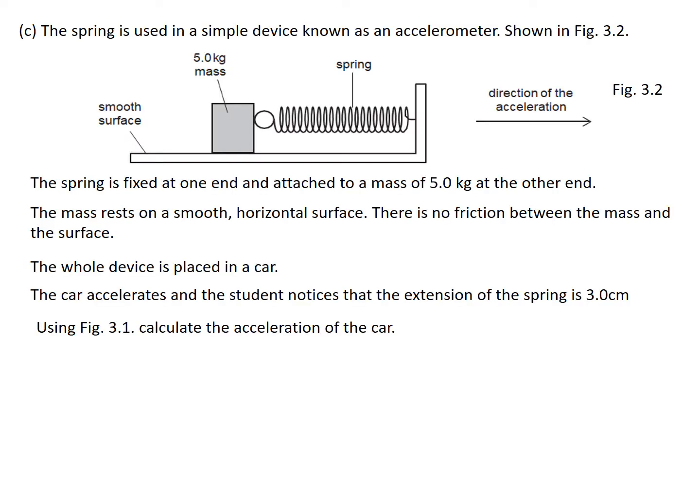Part C. The spring is used in a simple device known as an accelerometer, shown in figure 3.2. The spring is fixed at one point and attached to a mass of 5 kg at the other end. The mass rests on a smooth horizontal surface. There is no friction between the mass and the surface. The whole device is placed in a car. The car accelerates and the student notices that the extension of the spring is 3 centimeters. Use figure 3.1 to calculate the acceleration of the car.